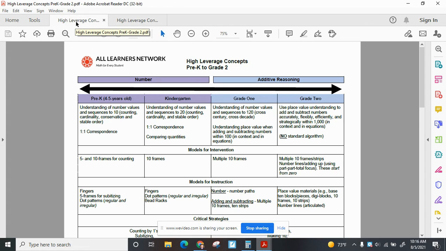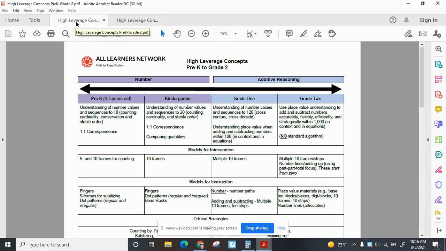Before we get into that, high leverage concepts, which we have been referring to as HLCs, are key mathematical understandings that students need in order to be successful in learning math concepts at the next grade level. Basically, they're the foundational skills that need to be taught in a way that builds conceptual understanding, not just procedural understanding. An HLC is broader than a standard, although they are connected. In general, the HLCs imply that a student can demonstrate their understanding using a conceptual model.